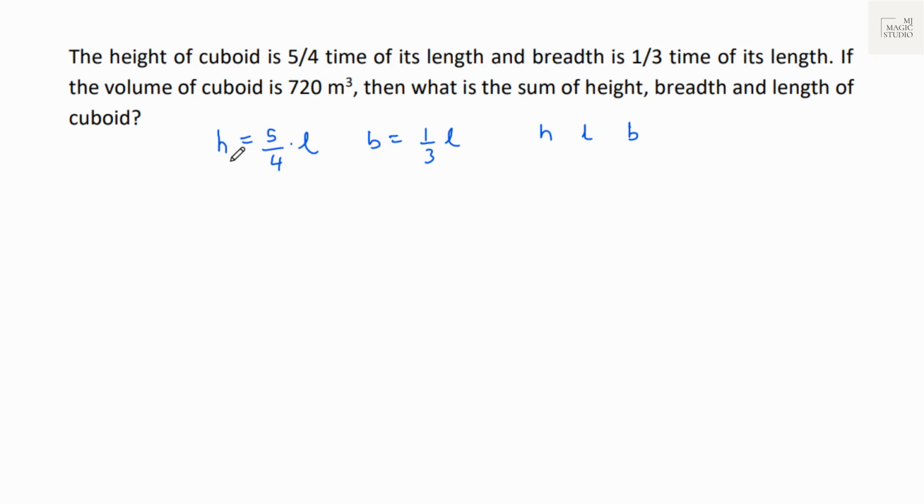Ratio of height by length is 5/4 and ratio of L by B is 3/1, isn't it? B is 1/3 of L. L is to B is 3:1. So the combined ratio would be 15:12:4.